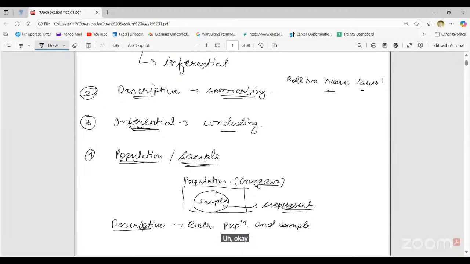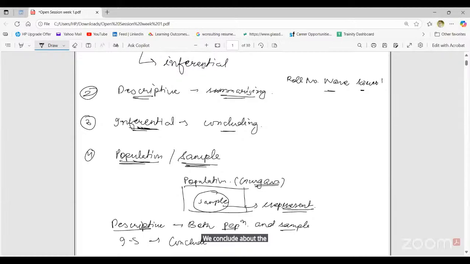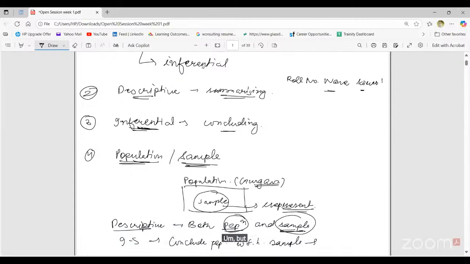So we have descriptive statistics, in that for both population and sample, we can have descriptive statistics. For inferential statistics, we conclude about the population with the help of a sample only. This is the condition. Here in descriptive, we are not concluding about the population from a sample. So that's why we can have descriptive for both kinds of data. Okay, fine.